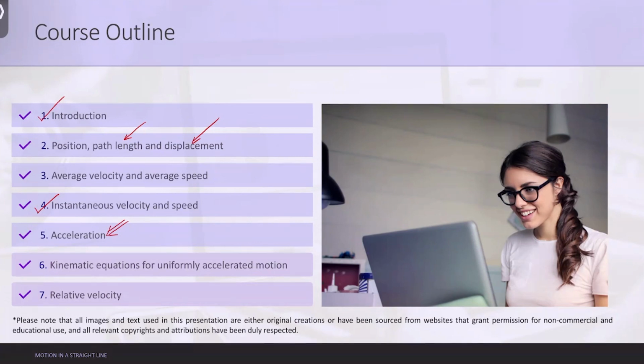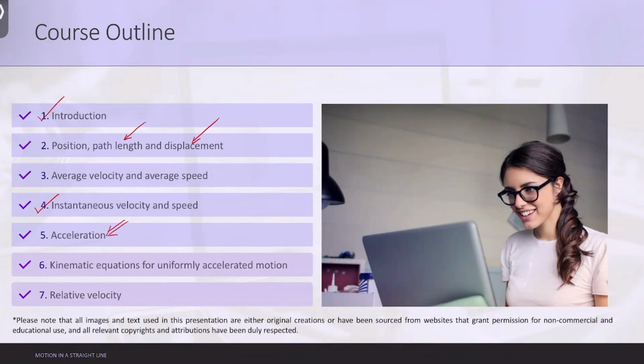In the third topic, we understood average velocity and average speed. Average velocity is equal to the ratio of displacement to the time taken, and average speed is the ratio of the total path length to the total time taken. Then we understood instantaneous velocity and speed. Average velocity tells us the velocity over a time interval. What if we need to calculate the velocity at some instant? For that, we understood instantaneous velocity.